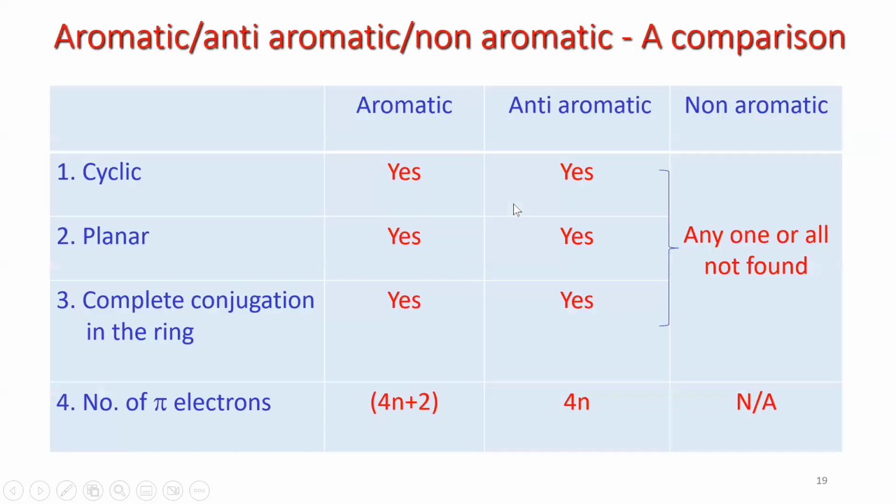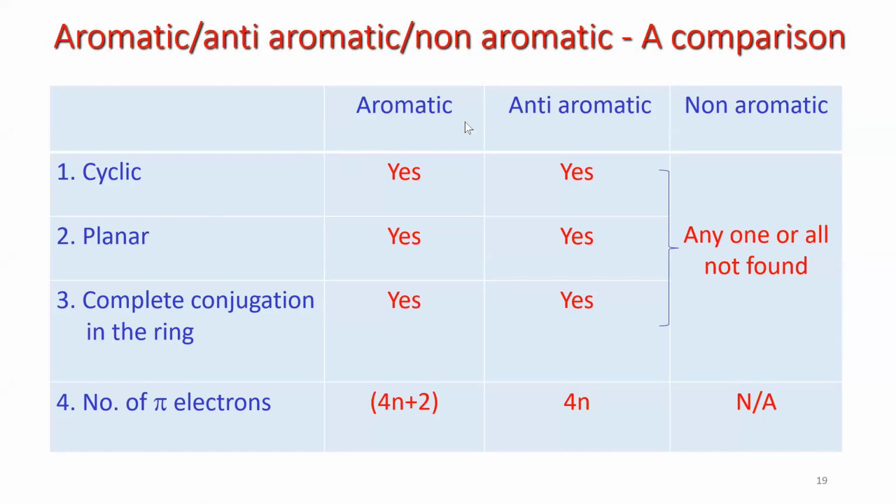Okay. So let's see the requirements for aromaticity, and depending on the amount of these requirements fulfilled, we can categorize compounds as aromatic compounds, anti-aromatic compounds, and non-aromatic compounds. So let's see how we are using this criteria to define them. So in aromatic compounds, you have a cyclic system.